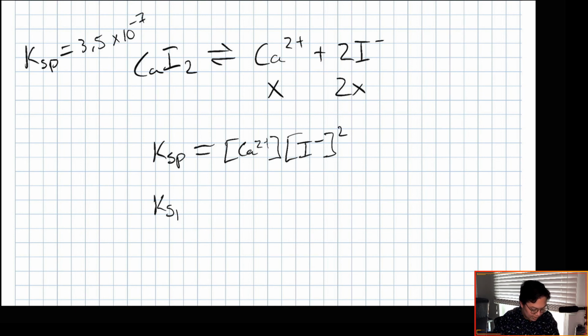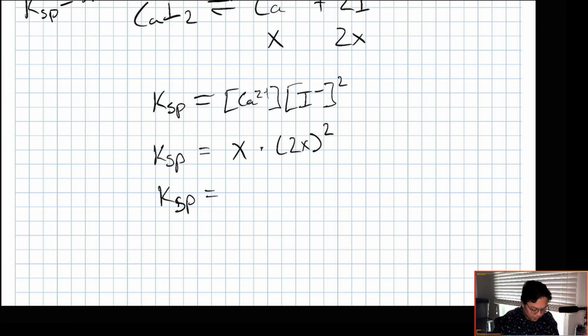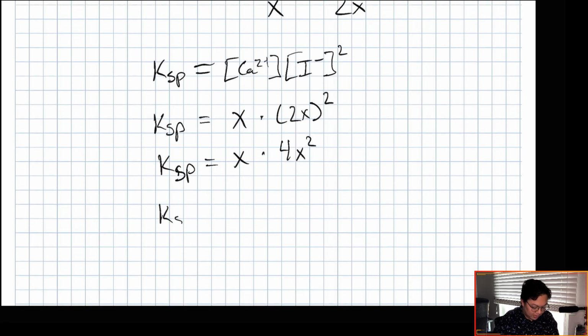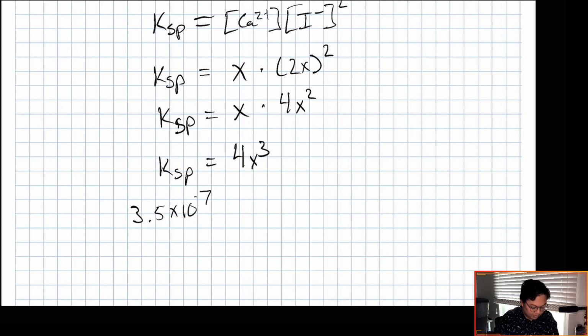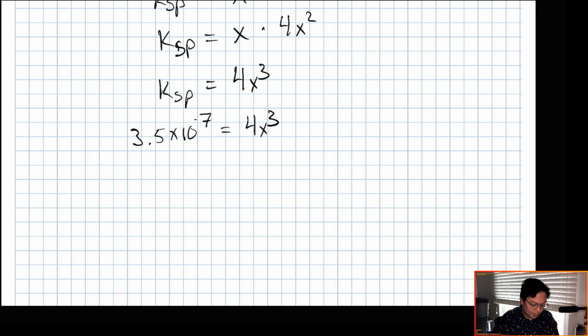So we'll still get KSP is equal to X, but now multiplied by 2X squared. And this is key here, that the squared goes outside of these parentheses, because then KSP is equal to X times 4X squared, because that exponent gets applied to everything inside. And then KSP is equal to 4X cubed. So then we can take our KSP from up here, plug this in: 3.5 times 10 to the negative 7 is equal to 4X cubed. Divide both by 4, so we'll do 3.5 times 10 to the minus 7 divided by 4. We get 8.75 times 10 to the minus 8 is now equal to X cubed.